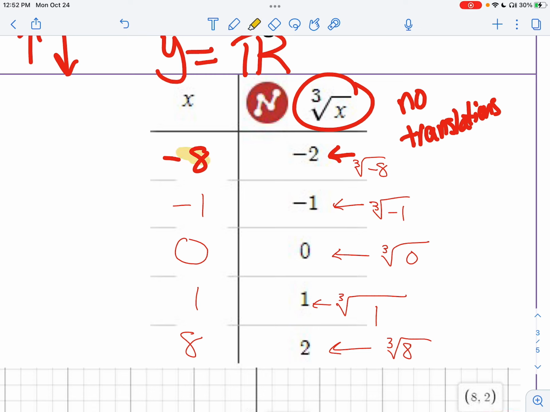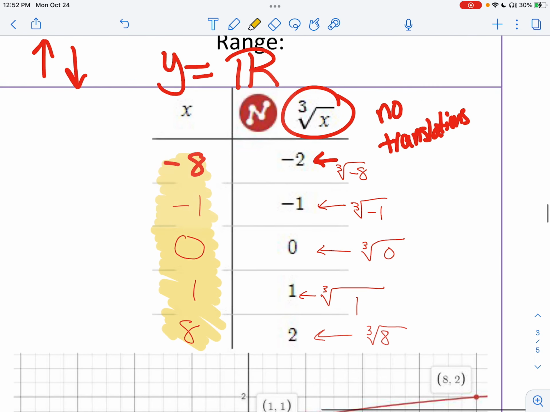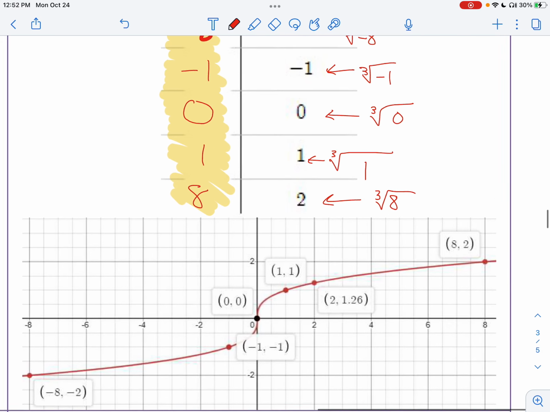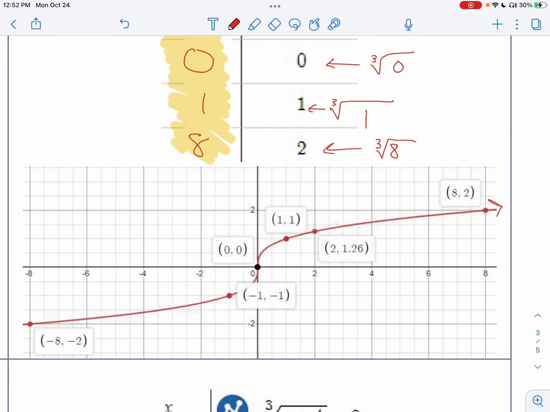So let's take a look at these x values. These are the x values that you should be picking as long as there are no horizontal, I'll just put an H there, no horizontal translations. And there is what the graph will look like. Again, you should put arrowheads pointing left and right forever. I just stole that from Desmos, which is why I didn't.